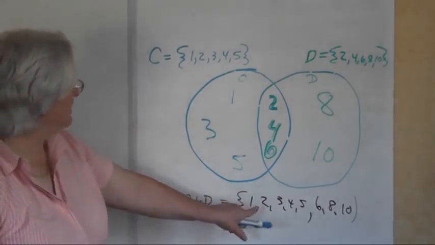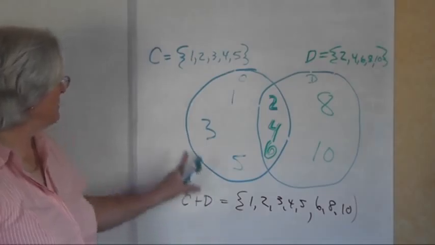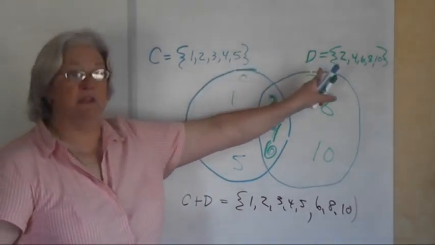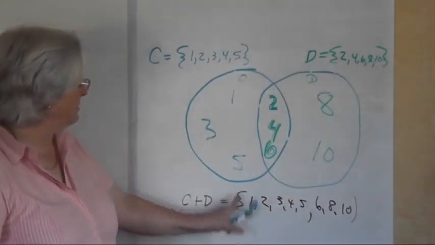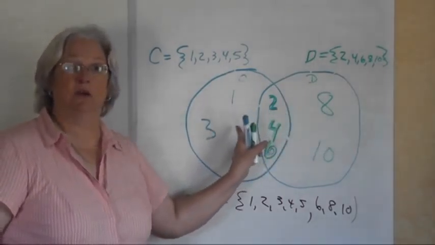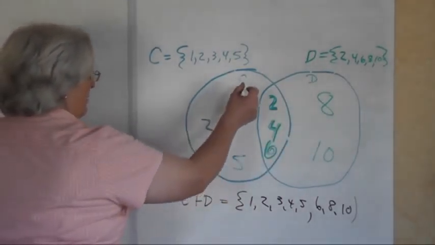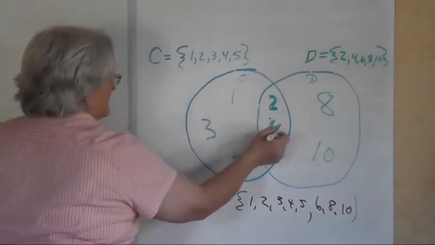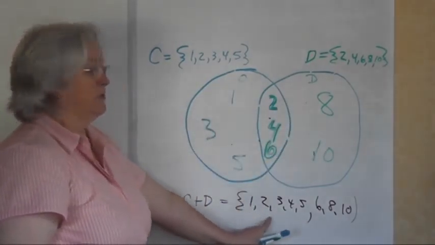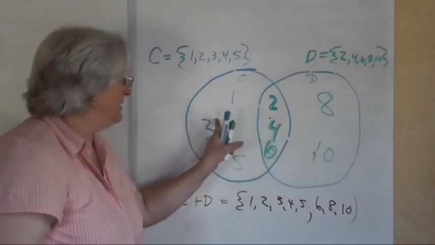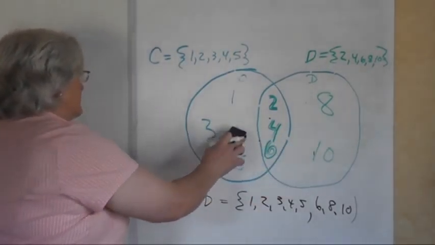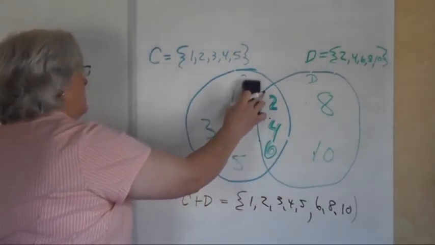You only have to say 2 once. So if we combine these sets, just like we did here, this is a combination of both sets. And look at what we have: 1, 2, 3, 4, 5, 6, 8, and 10. We didn't make any duplicates of the elements of the set.